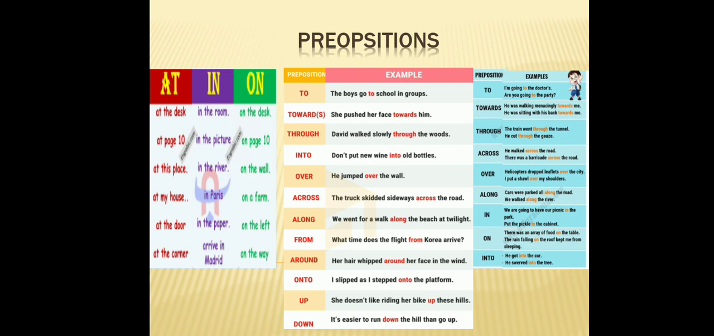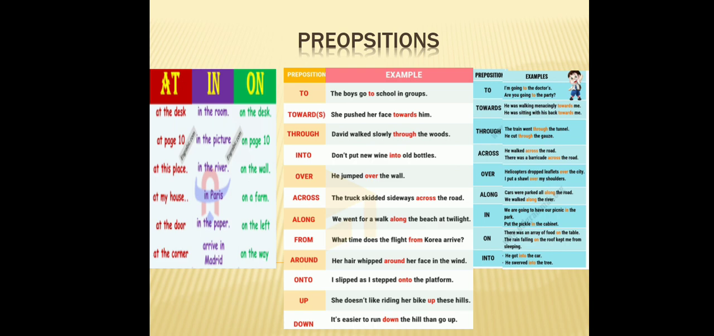To confuse matters a bit, the most common prepositions to indicate time, on and in, are also the most common prepositions to indicate position. However, the rules are a little clearer, as prepositions of place are a more rigid concept than time prepositions. We also have more prepositions: to, toward, through, into, over, across, along, from, around, onto, up, down.